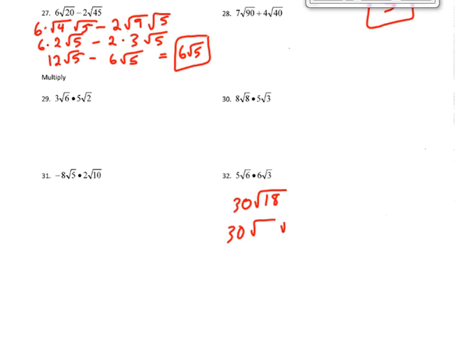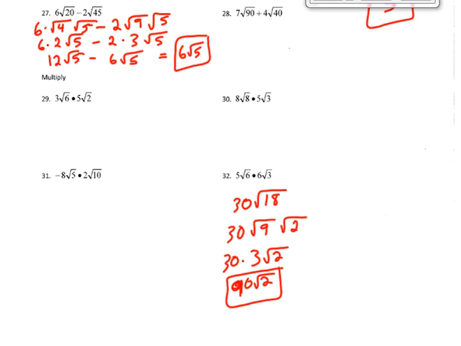So I've got the square root of 18. I want to break down into two different square roots. 18 is 9 times 2, and 9 is my perfect square. So I've got 30 times the square root of 9 is 3, times the square root of 2. 30 times 3 is 90. And I end up with 90 square root of 2.